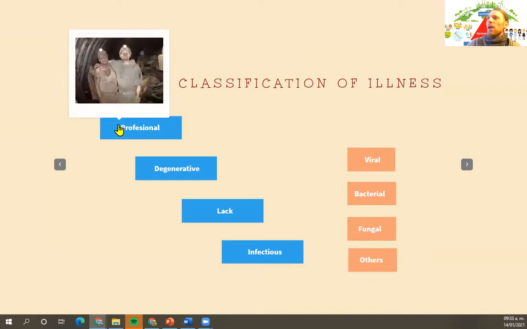What you see here in the picture, it's people that work in mines that very often have respiratory diseases because of the amount of dust that they breathe all day long. So that's a professional illness. Then there is a second one, which is the degenerative.